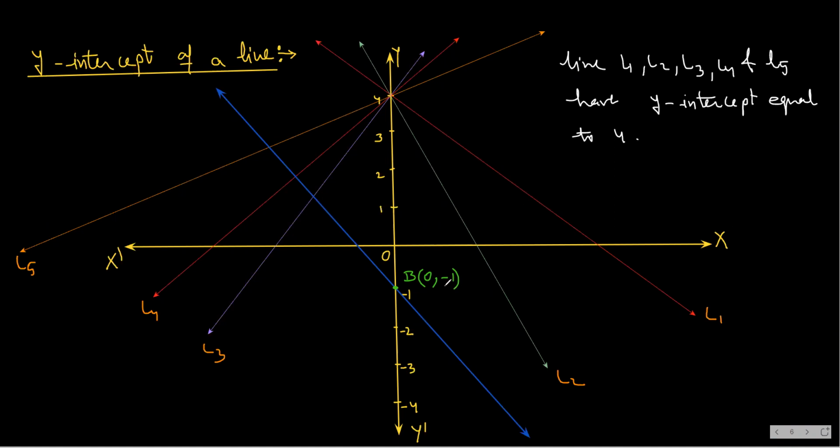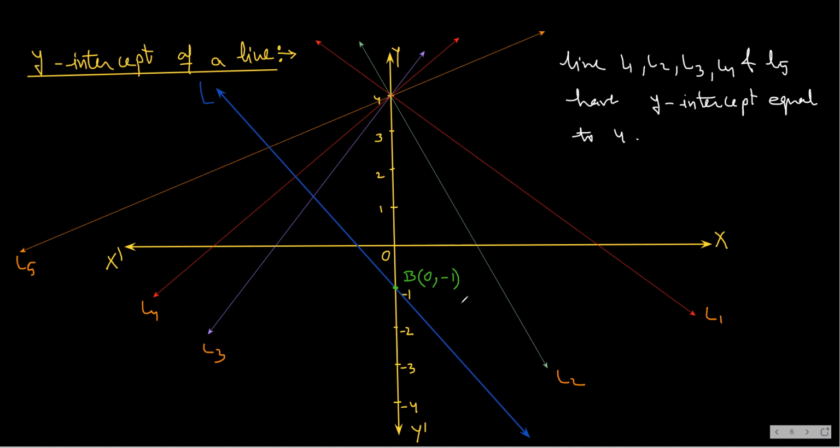Now see, students, what is the y-intercept of this line? Say this line is L. The y-intercept of this line is -1, right? Because the line meets the y-axis at the number -1, and also the y coordinate of the point where the line meets the y-axis is -1.